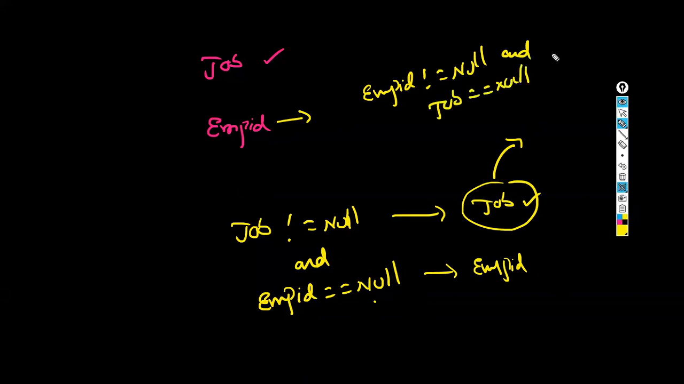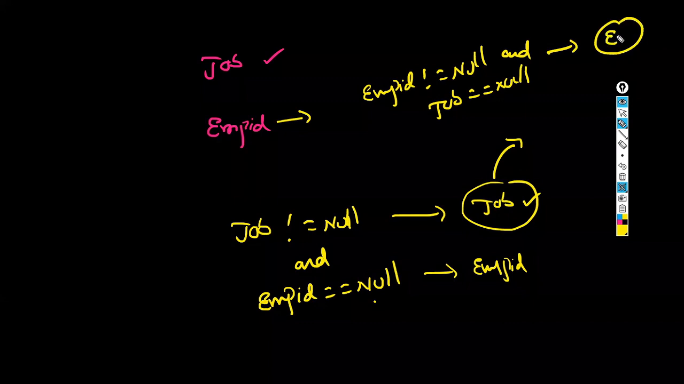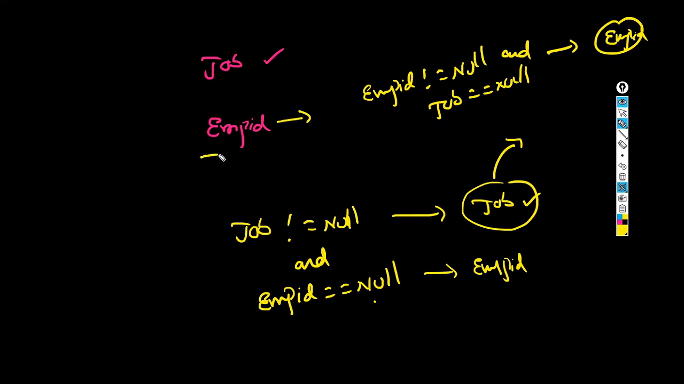In those situations, which one do I want to pick? I want to pick the values from the employee ID. So what is the third condition? Both are present. So how can we get both? Both not null: job not equal to null.